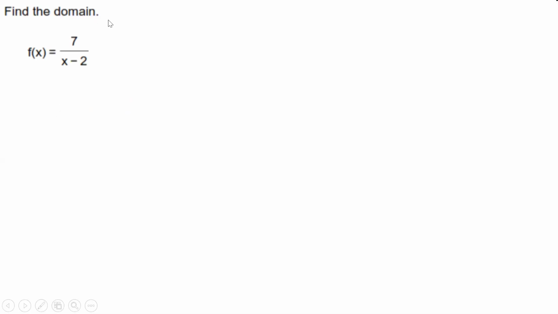What about this one? Find the domain. So this is kind of where we say, okay, well now this cannot equal 0. So we say x minus 2 cannot equal 0. So if we add 2 to both sides, x cannot equal 2. So that's really what it is. So it's all real numbers except x equals 2. Or basically x cannot equal 2.